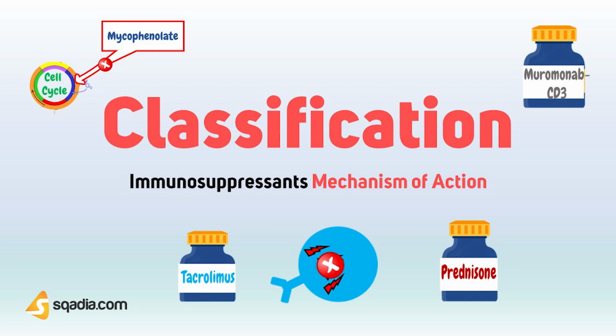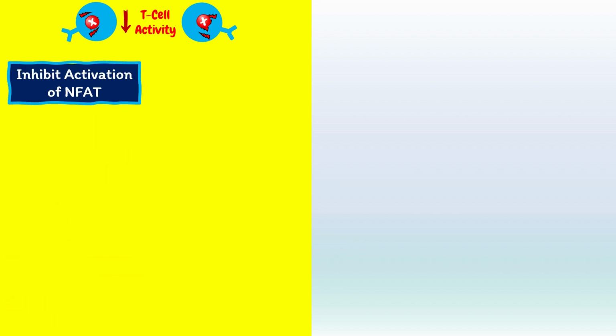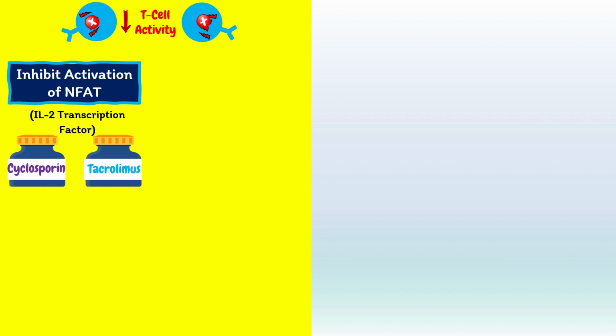In this section, we will discuss the classification and mechanism of action of immunosuppressants. Keeping the points of the previous section in mind, let's classify the immunosuppressants. As we said, we can decrease T-cell activation in 3 ways. First, inhibit activation of nuclear factor of activated T-cells, which is the interleukin-2 transcription factor that will be discussed later in this video, through Cyclosporin and Tacrolimus.